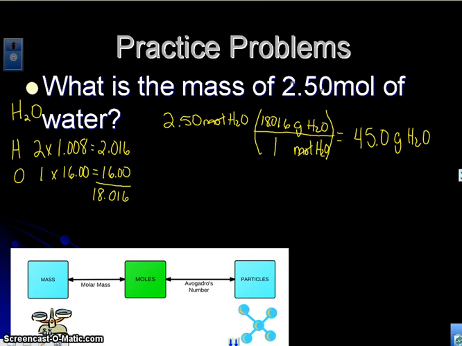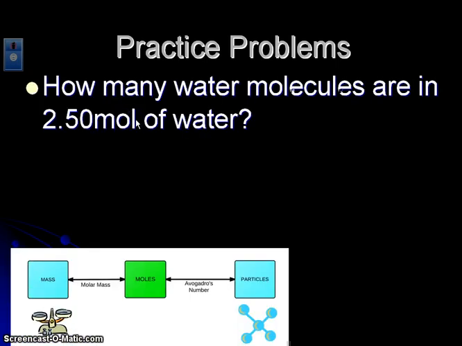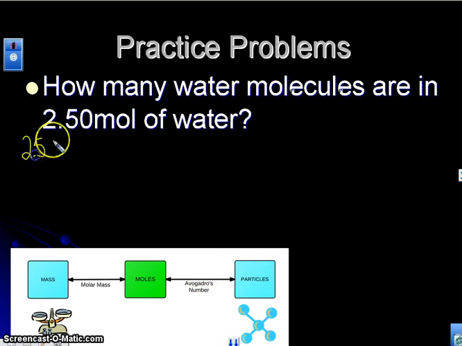Let's try another problem now. In this problem, it's asking us how many water molecules are in 2.50 moles of water. If we look at our flow chart, we can see that we can go from moles to particles. Molecules are one of our particles, using Avogadro's number as a conversion factor. So we're going to start with the number of moles of water that we have, 2.50 moles of water.